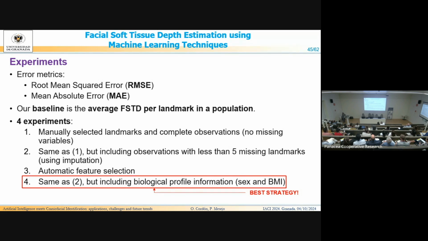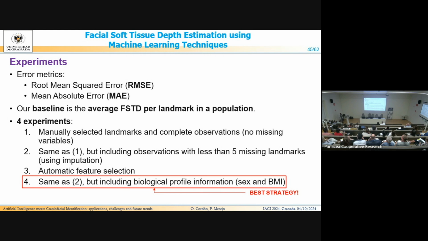We performed different experiments: manually selected landmarks and complete observations, that is, no missing values; the same as the first one, but including observations with less than 5 missing landmarks using imputation. As I said, imputation means to create the values that are missing. Automatic feature selection: this is like saying, I'm not going to pay much attention to the most important landmarks from the forensic perspective, but I'm going to let the machine select these landmarks.